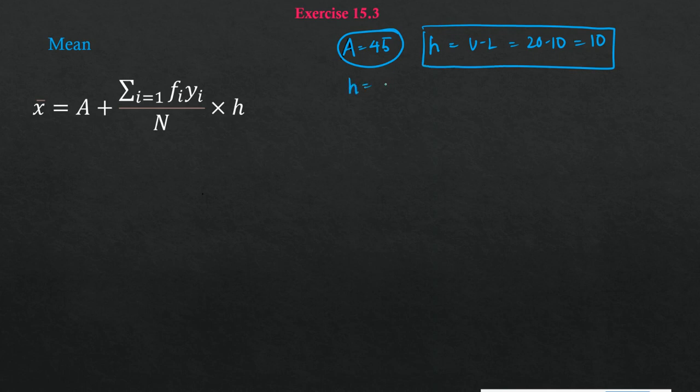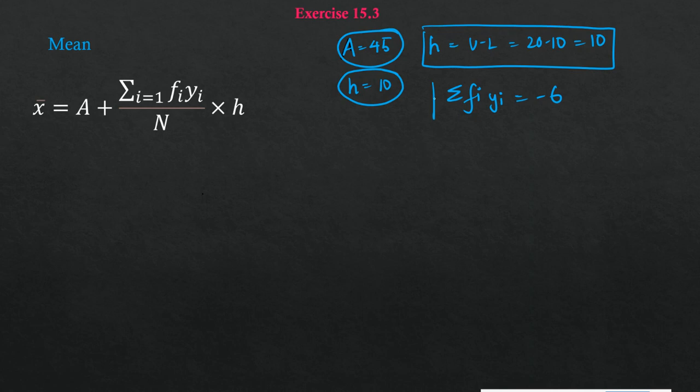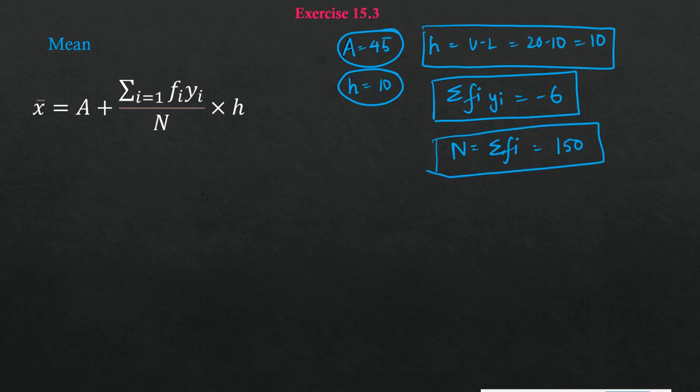Right? I have the value of H, I have the value of A. Same thing I need to substitute in this particular equation. I have sigma fi yi also. Let me make a note of that. Sigma fi yi from the table, I have got the value as minus 6. This is going to be the value of sigma fi yi. Next we need n. N is nothing but sigma fi, which is going to be 150.